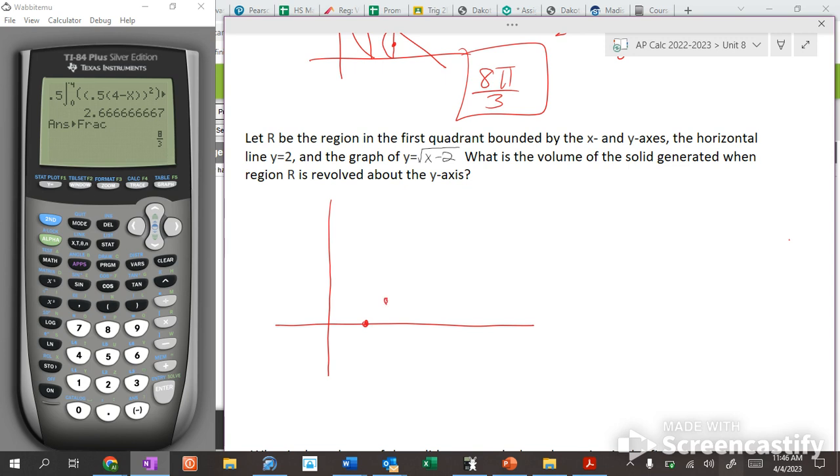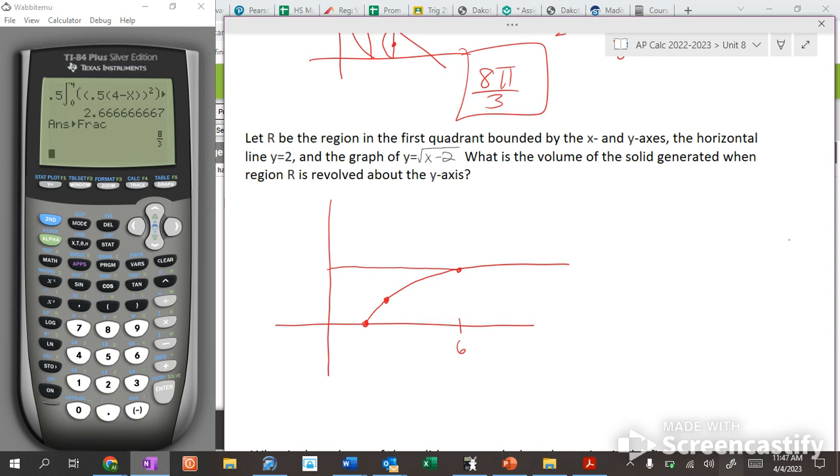3 gives me 1. Yeah, 3 minus 2 is 1. The square root of 1 is 1. So 6 gives me 2. So at 6, it gives me 2. So I'm kind of going up like that. I've got y equals 2 here. I'm also bounded by the x-axis and y-axis. So this is my region right here that I'm going with.